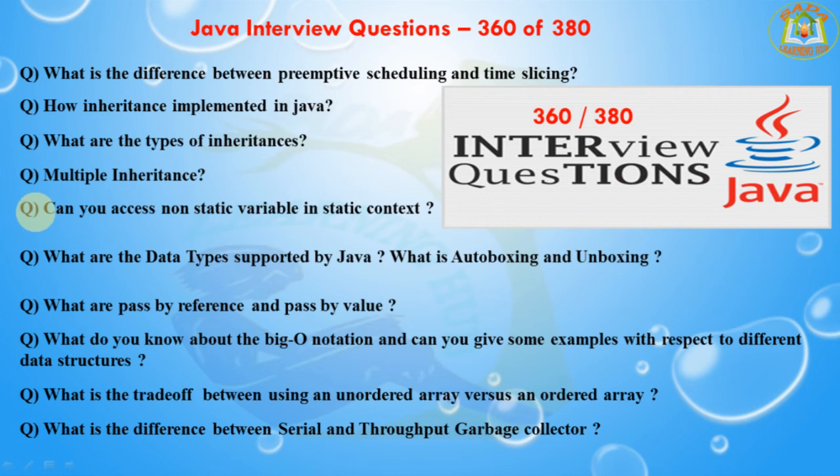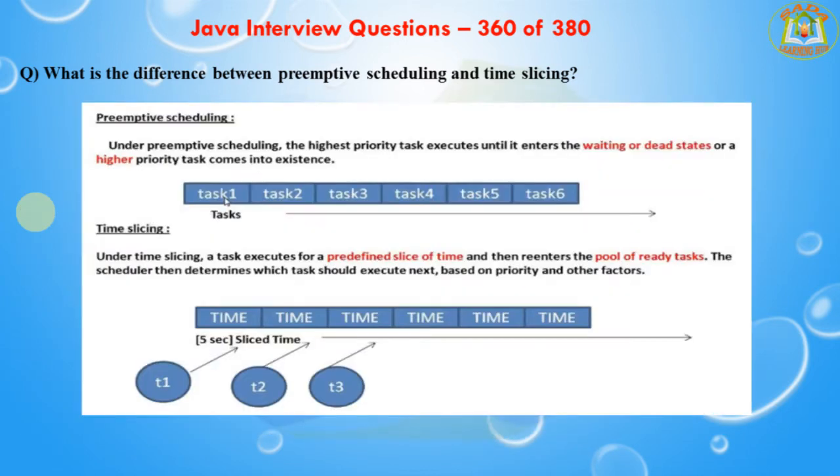Today's session we are going to learn the most important Java interview questions. The first question is, what is the difference between preemptive scheduling and time slicing? Under preemptive scheduling, the highest priority task executes until it enters the waiting or dead states, or a higher priority task comes into existence.